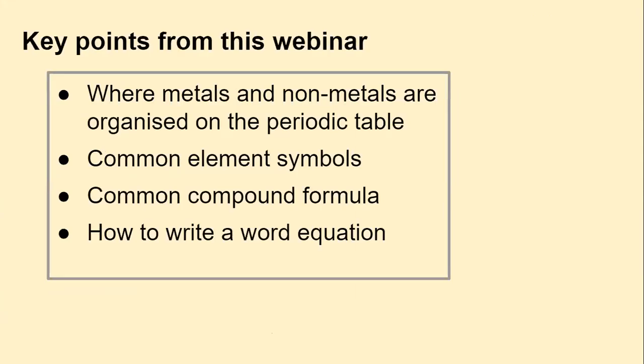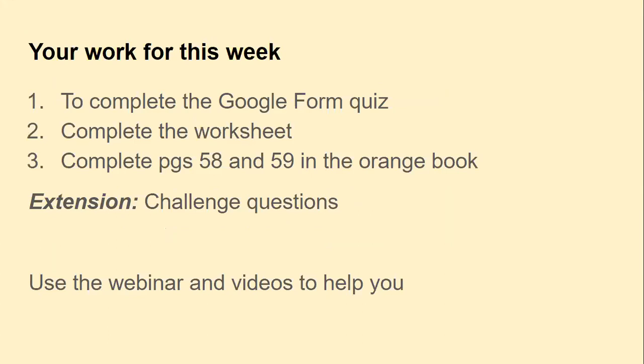So that's all the new information for today. You should now be clear where the metals and non-metals are organised on a periodic table. You should know some common element symbols, some common compound formulas, like our carbon dioxide and water, and you should know how to write a word equation and be able to do that when you're given information in the question. So I'll leave you to get on with your work now.